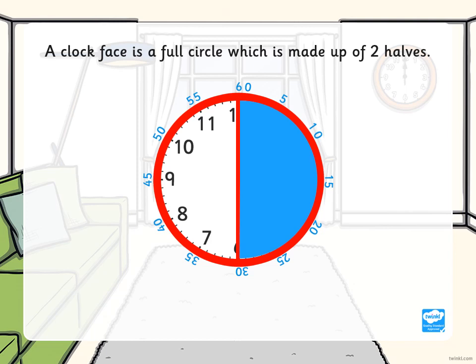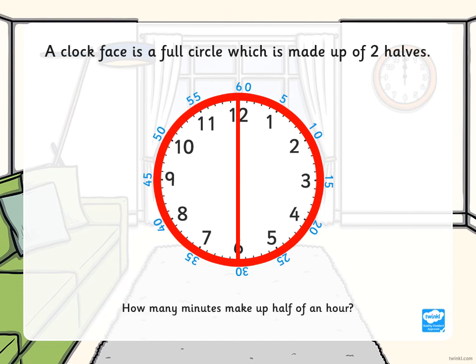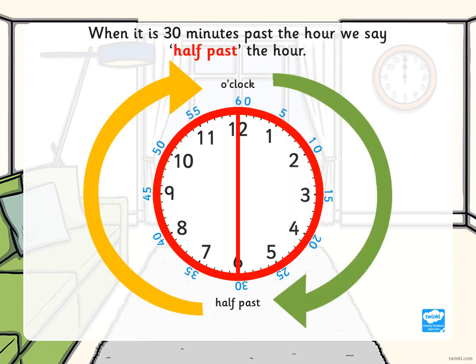That is 1/2. That is the second half of the hour. So 30 minutes take up half an hour. When it is 30 minutes past the hour, we say half past the hour. So at 12 it is o'clock, and as the minute hand moves around and gets to 30, it is half past the hour. It is halfway round the clock, and it has the other half still to travel until you get to o'clock again.